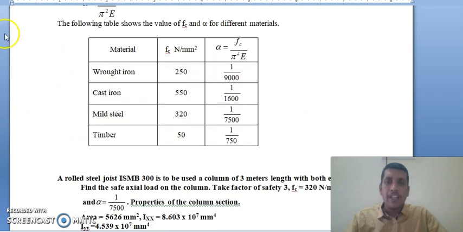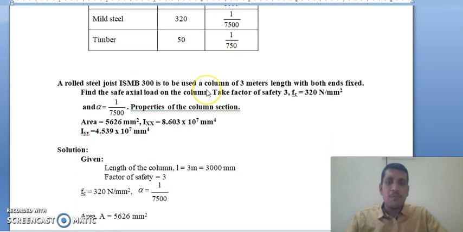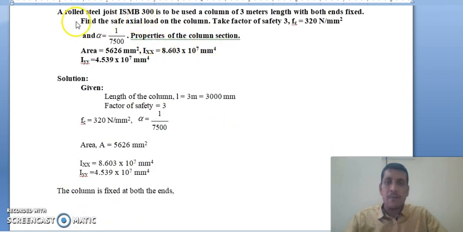Before going to the next problem, these are some values of alpha. For wrought iron, fc is given as 250. By using the formula, if you calculate, you will get 1 divided by 9000 for cast iron, and similarly for mild steel and timber. Based upon this, let us move to a problem for Rankine's Gordon formula.